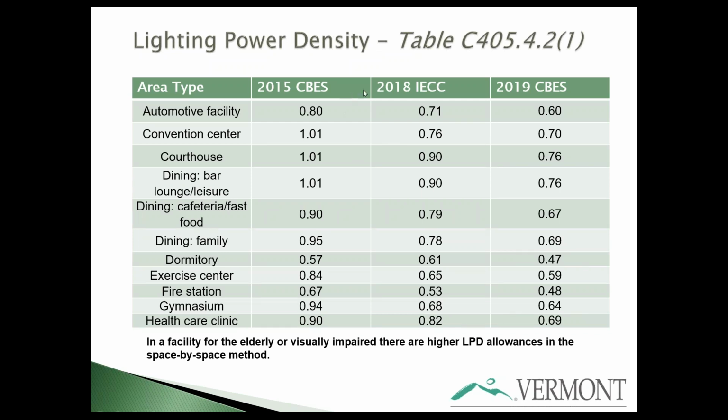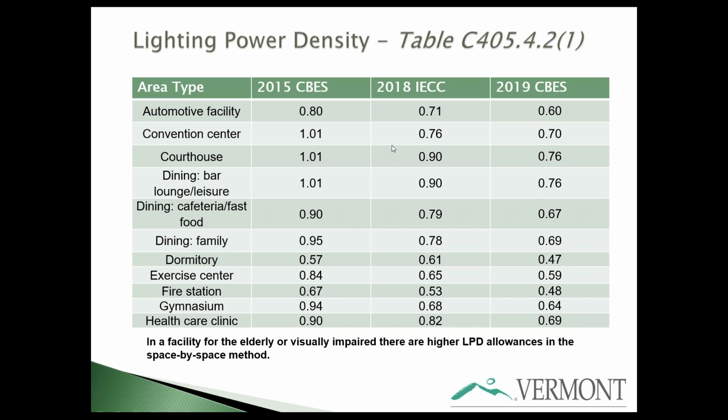So the way this is organized, this is the building area method tables. For the sake of brevity, I'm not going to go into the space by space requirements, but the reduction percentages that you're going to see in the building area method will be similar for the space by space section. And I've got a few slides of this because there's a lot of building area types. But we have the area type defined over here. This is the current code, the 2015 CBES requirements.